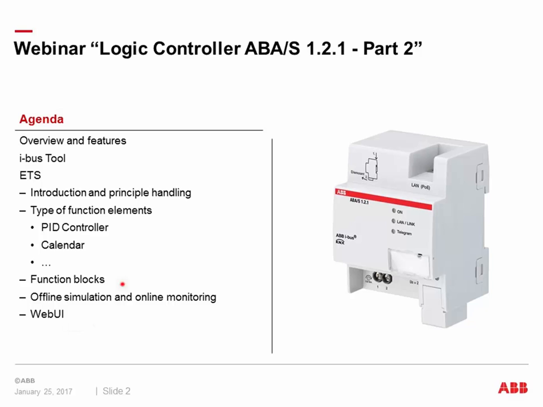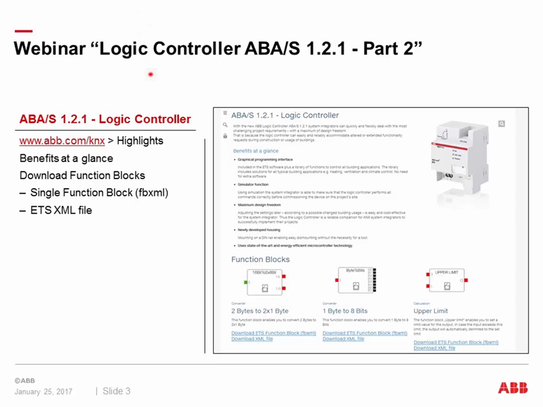Before we start with the device, there's also a special website available, the so-called microsite of the logic controller. When you go to abb.com/knx and then click on the button Highlights, you get this special microsite. Here you can see at a glance all the benefits and the description of the device. It's also possible here to download the so-called function blocks. We have created some function blocks. One is, for example, to convert 2 bytes into 1 byte telegrams and so on. These function blocks are available here and you can download them free of charge. Afterwards, you can import these function blocks as an FB XML file into the logic controller and use them in your installation.